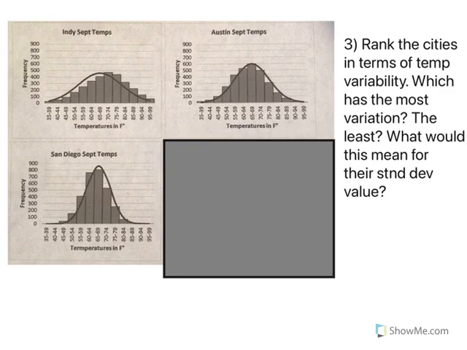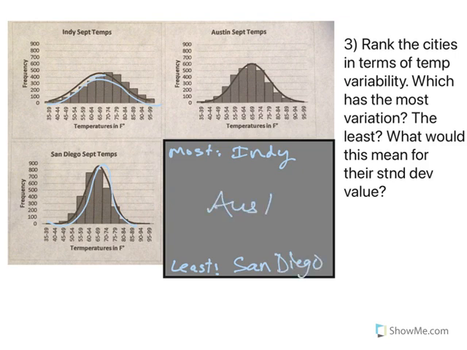So back to this. Let's rank the cities in terms of temperature variability. Who has the most variation and who has the least? We'll put most at the top and least at the bottom. When we talk about the most variability, that has to be Indianapolis because it's the most spread out. It's the shortest because it's all over the place. So the most variable is Indy. The least variable is going to be San Diego because it's the tallest and skinniest curve. So the least is San Diego, and then Austin is somewhere in the middle.